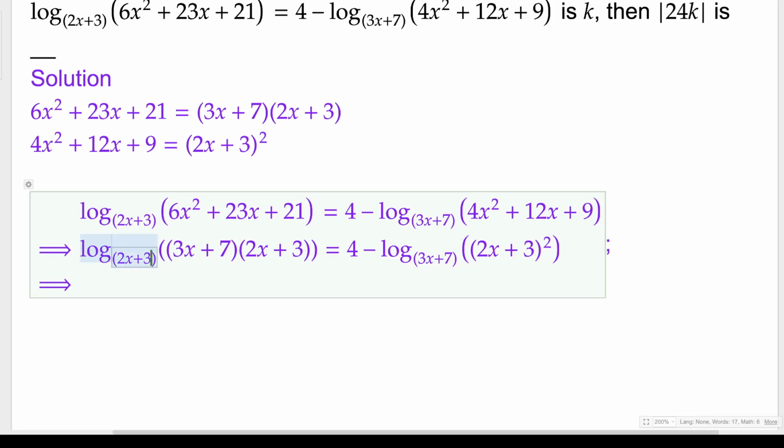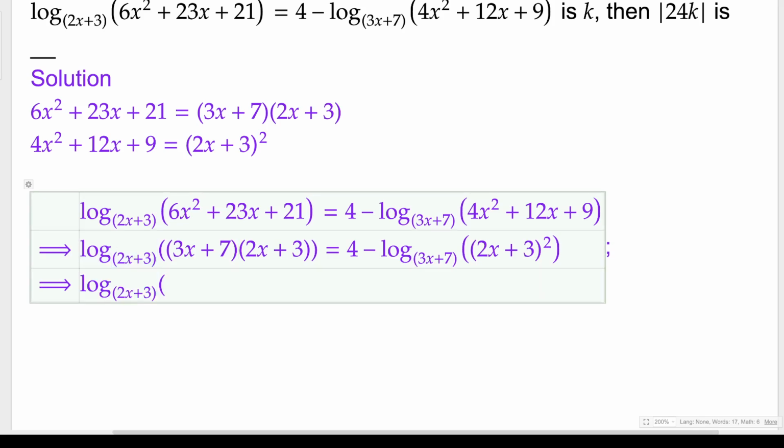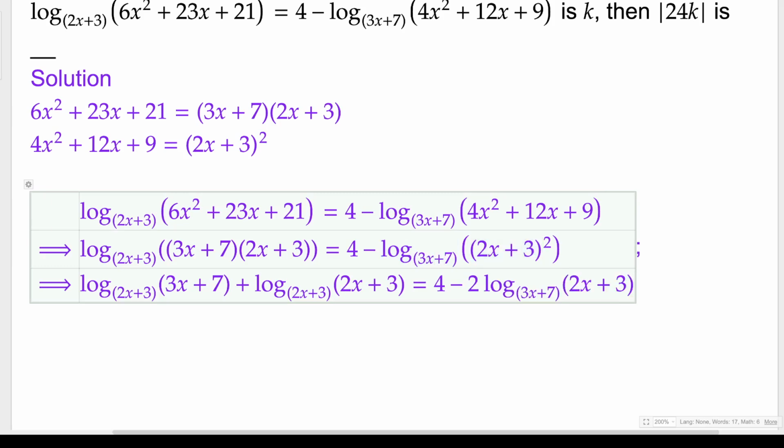So this will be log base 2x plus 3 of 3x plus 7, and then after the summation, log base 2x plus 3, and in the argument again we have 2x plus 3. Similarly, if you observe this power 2, this 2 will directly jump out, so this will be minus 2 times log base 3x plus 7, and in the argument we'll have 2x plus 3.